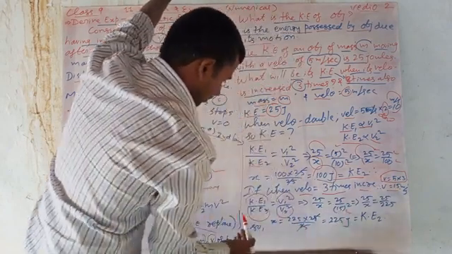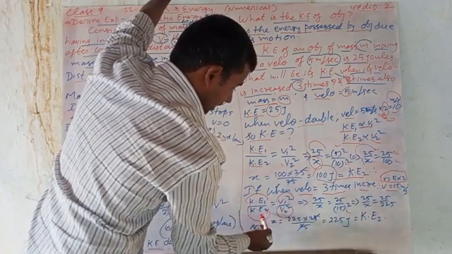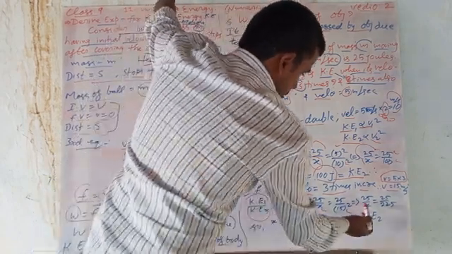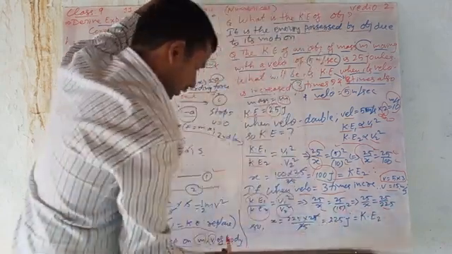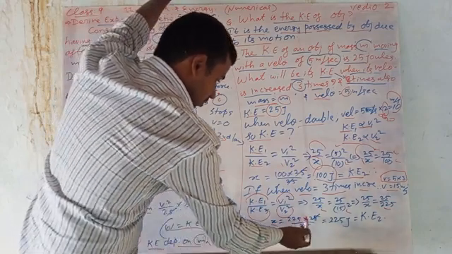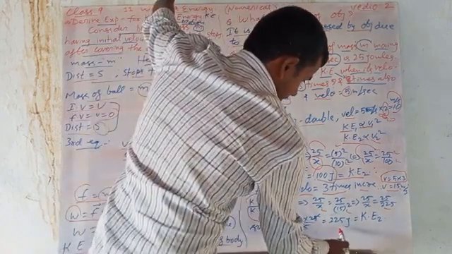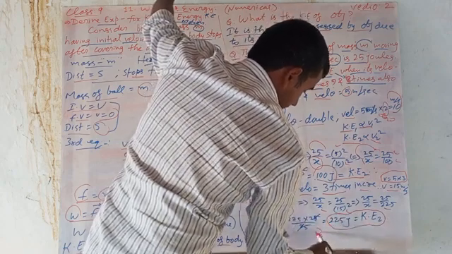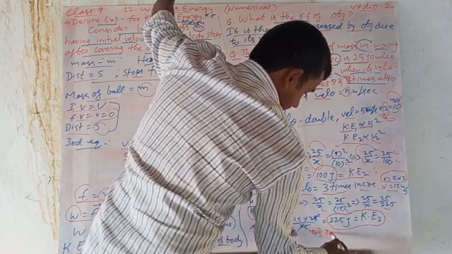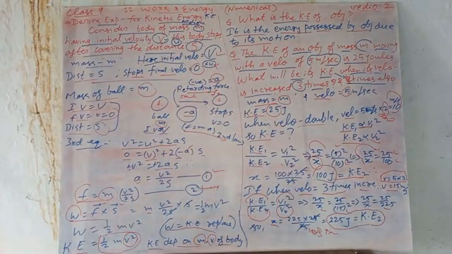And velocity 2, 3 times increased, is 3 into 5, equal to 15 square. So here kinetic energy 1 is 25 joules, kinetic energy 2 is x joules, which we don't know. So 25 by x is equal to 25 by 225, that is 15 square. So x is equal to 225 by 25 into 25, 25 cancel. So kinetic energy increases up to 225 joules when velocity increases 3 times.